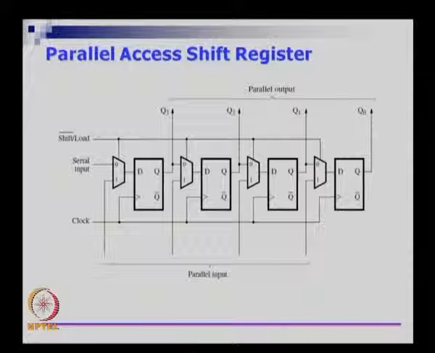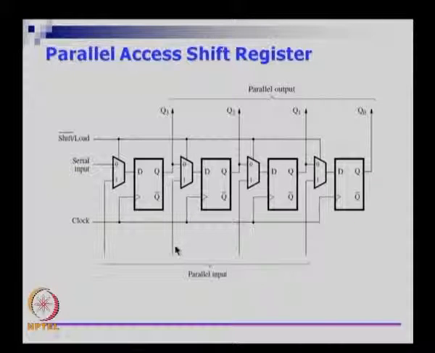So let us assume that for a while this line is a 1. If it is a 1, let us see what the circuit does. If it is a 1, then this mux is going to select whatever is on pin 1 of each of these muxes. So this mux will select what is on pin 1, this mux will select what is on pin 1, and so on.